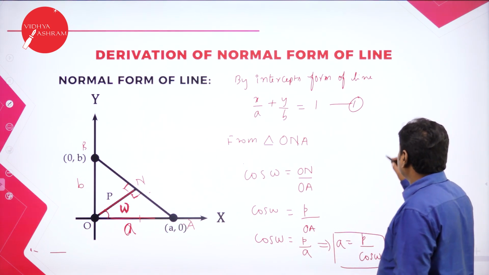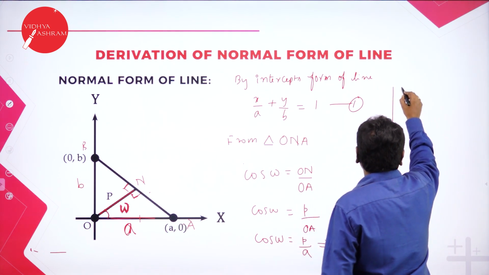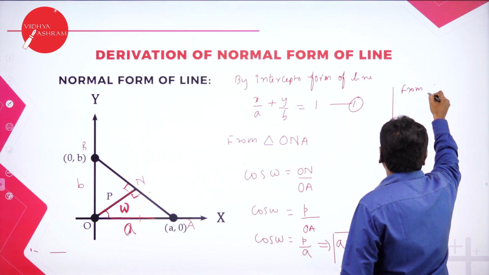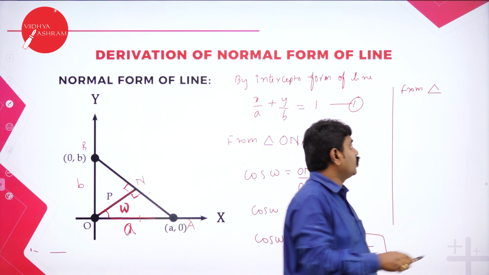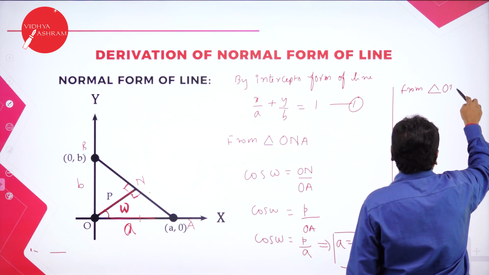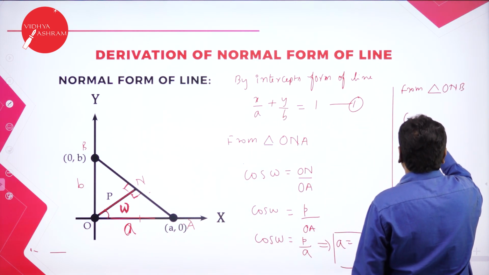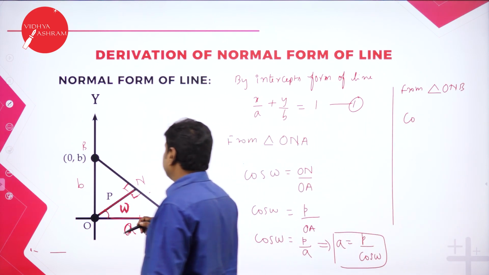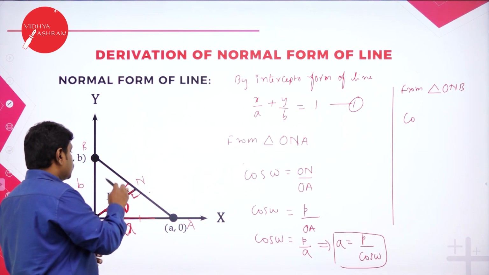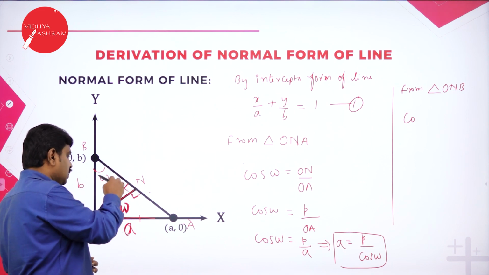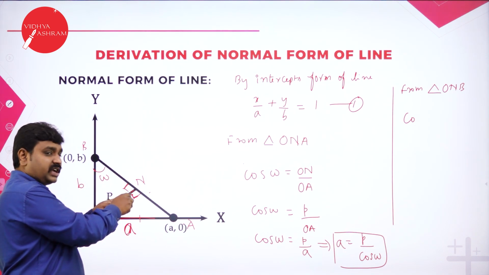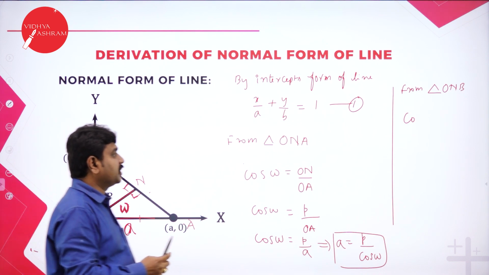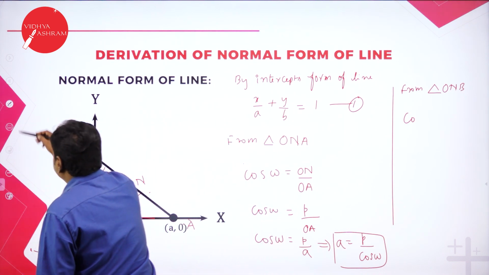Now we'll take the other triangle. From triangle ONB, I'll apply cos omega. Please assign omega. By geometry we can prove this is omega. This is also omega. If this is omega, we can also prove this is omega because this is 90 degrees. So using the properties of geometry we can prove it.